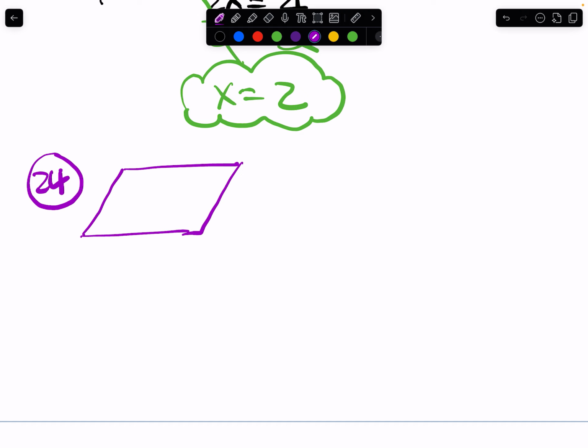This to me looks like a parallelogram. So 8 meters. X plus 3 meters. And let me switch my color.